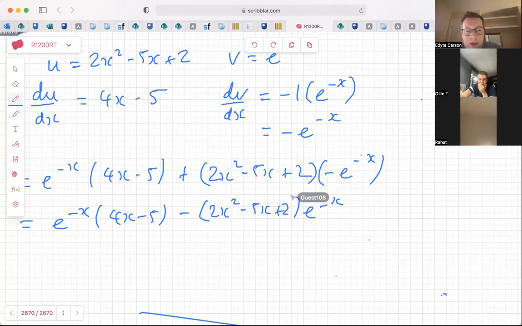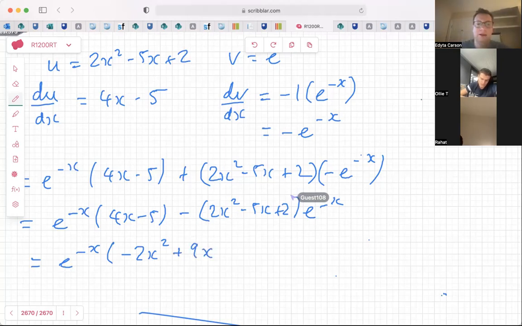Excellent. Because what is multiplication? Just repeated addition. So if you multiply by e to the minus x a bit, and multiply by e to the minus x by another amount, the total will be those two things added together. So we could write it as e to the minus x and then minus 2x squared plus 9x, because it's going to be 4x plus 5x, and then minus 7. And there we go. Fully factorized. Cool.